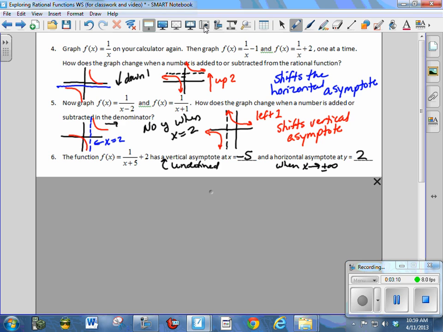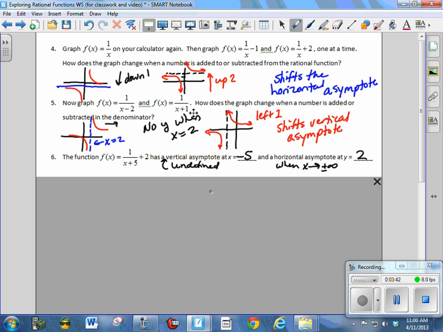If you look at number 4, adding something outside the function, if you remember from way back when we did our translations and rotations and dilations and so forth, when we change something outside the function, it affects the y value. So the horizontal asymptote is moving up or down. When we subtract, it moves down. When we add, it moves up, because anything outside the function does what we expect it to do. It behaves in a normal manner.